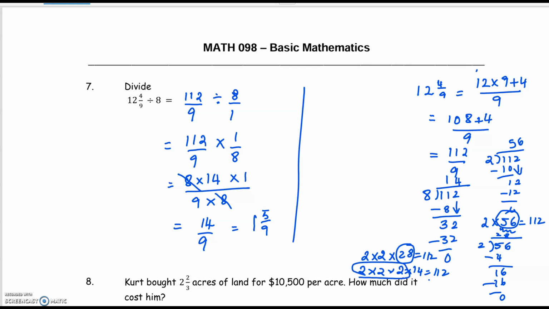So if you didn't see that 8 goes into 112, you would write 112 as 2 times 2 times 2 times 14, divided by 9 times 8. These 3 together make an 8. So the 3 cancel with the 8 and we are left with 14 over 9. So this is just another way of doing things.